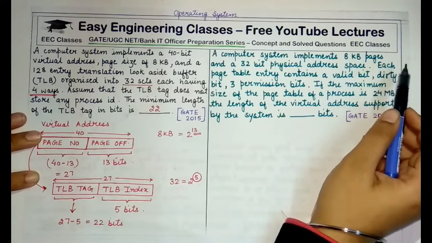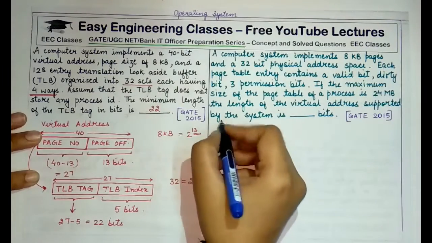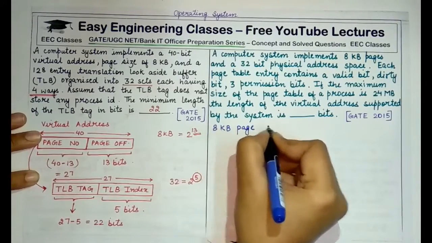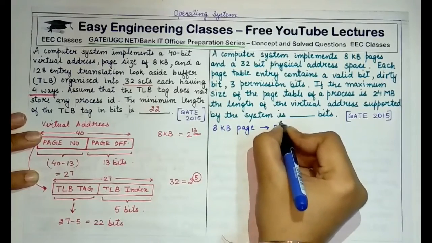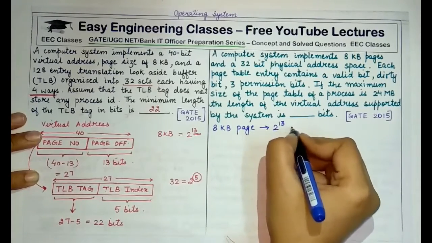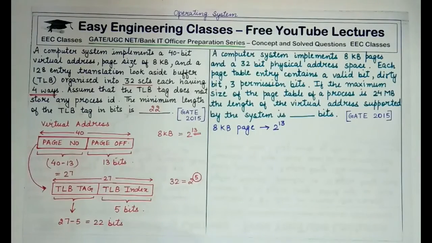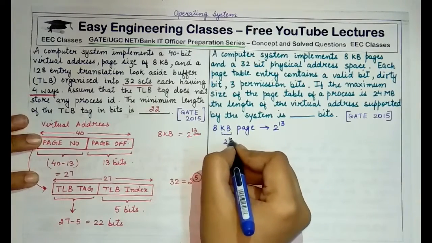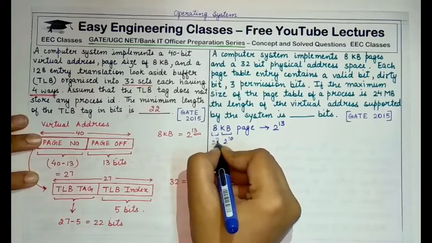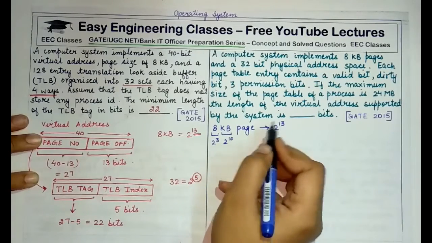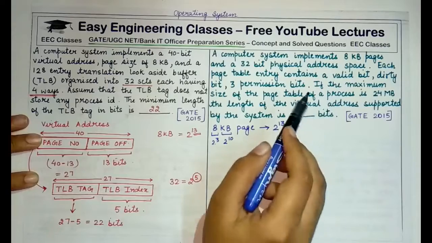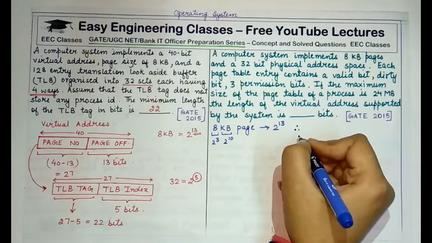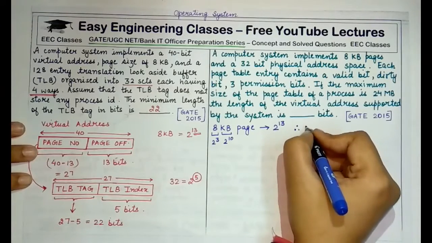Okay, the size of each page is 8 kilobytes. So what does that mean? 8 KB pages means that each page represents a total of 2 raised to power 13 different addresses. And how did I get 2 raised to power 13? 1 KB is 2 raised to power 10 and 8 can be represented as 2 raised to power 3. So 2 raised to power 13 different addresses can be represented by a single page. Therefore, the number of bits required to represent the page offset would be 13 bits.